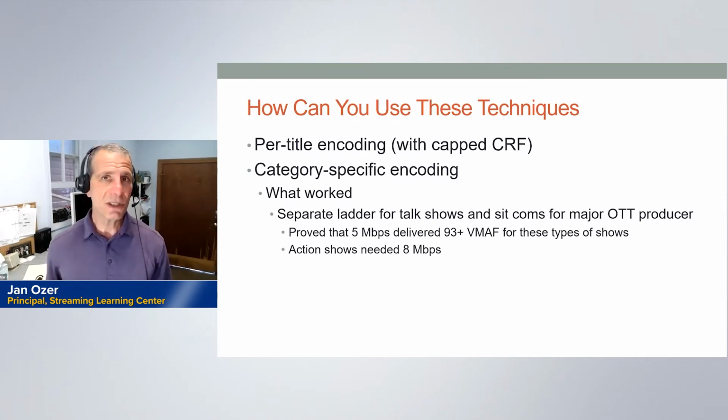Once we proved that, we rolled it out and tried it, and we found that customers didn't notice the difference. On the other hand, there were a lot of other shows where we couldn't get to VMAF 93 at 5 megabits per second, so we left those at 8.